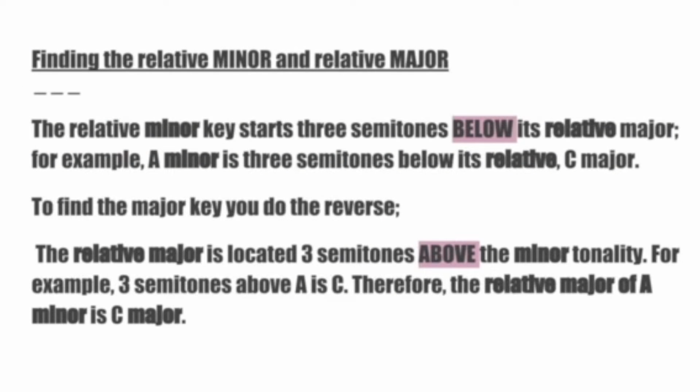To find the relative minor key, you move down 3 semitones. For example, A minor is 3 semitones below C. To find the major key, you do the reverse.